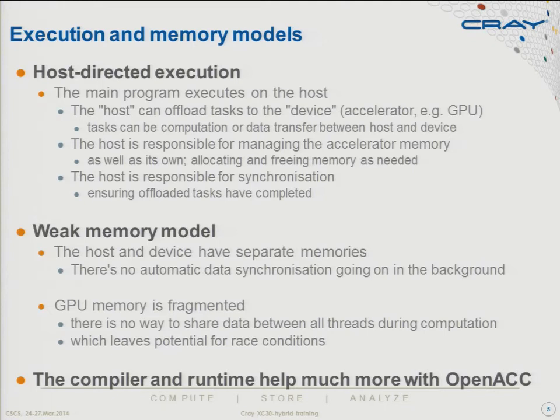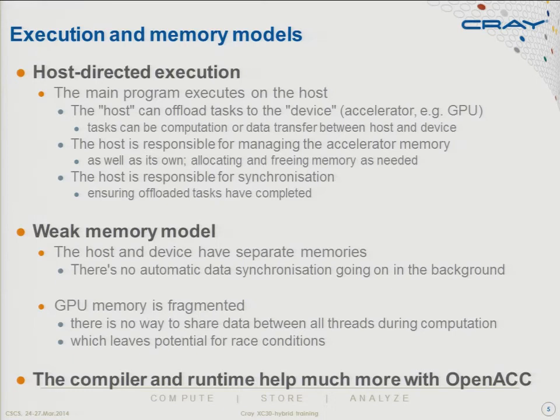These could be computational tasks, they could be data transfer tasks. But it's the CPU that does this. The CPU does all the managing, not only of its own memory, but also of the GPU memory. And it also does all the synchronization to check that the GPU has finished doing the tasks that were sent to it. The CPU and GPU have separate memory spaces. There is no automatic data synchronization going on. There's no cache flushing that keeps the data synchronized between them.